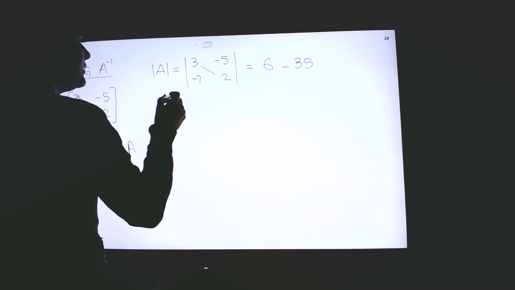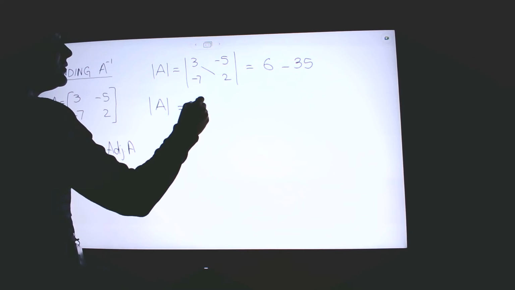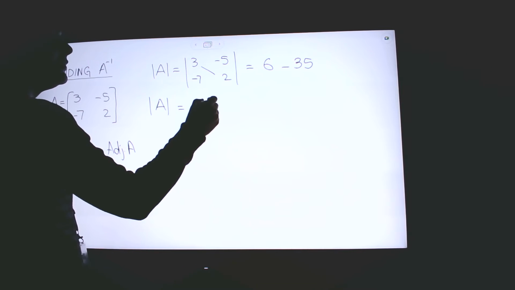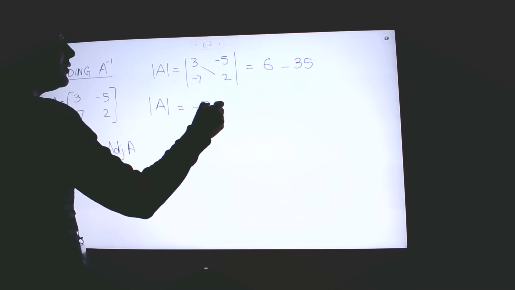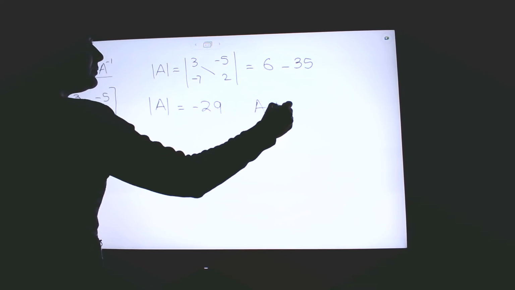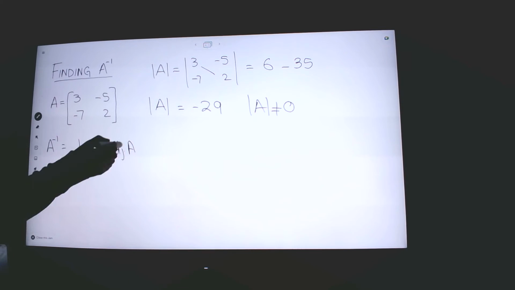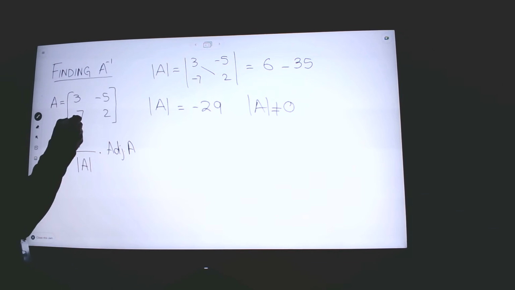What's the answer? Negative 29. Okay, so it's not singular. You need to write this down: it's not equal to 0, hence not singular, and then you can proceed. Once you got this, find the adjoint of A.